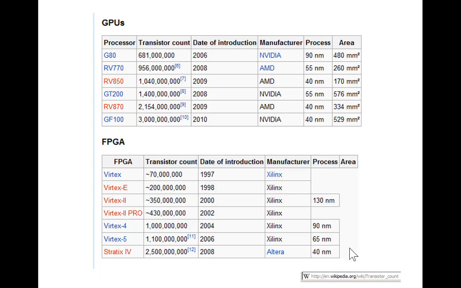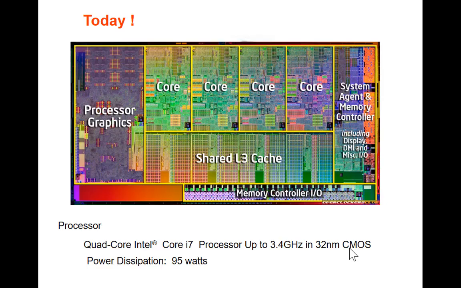GPUs, there are several billion transistors in the GPUs. The FPGAs are some of the highest transistor count devices. They have close to 10 billion transistors today, and they're probably in 10 nanometer processes, as are some of the more current processors.